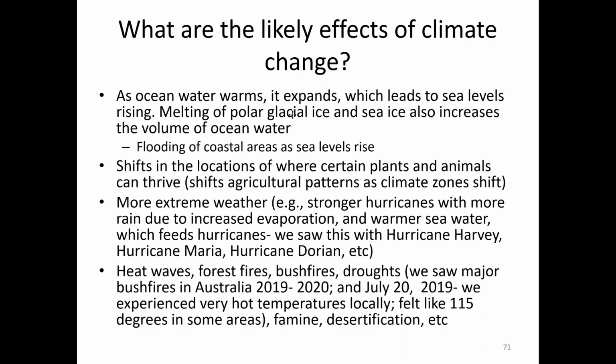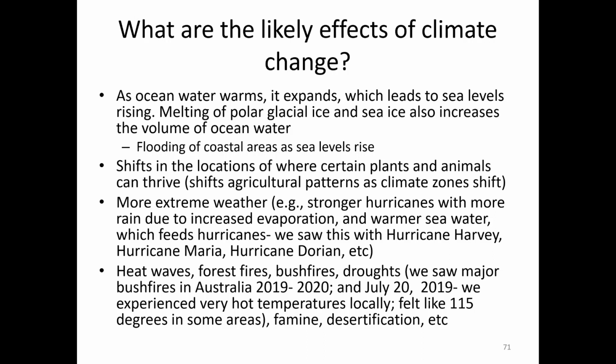What are the likely effects of climate change? As ocean water warms, it expands, which leads to sea levels rising. And much of the sea level rise is attributed to the ocean water warming and expanding. And then you add to that melting of polar glacial ice and sea ice, which also increases the volume of ocean water. And that could lead to significant flooding of coastal areas.